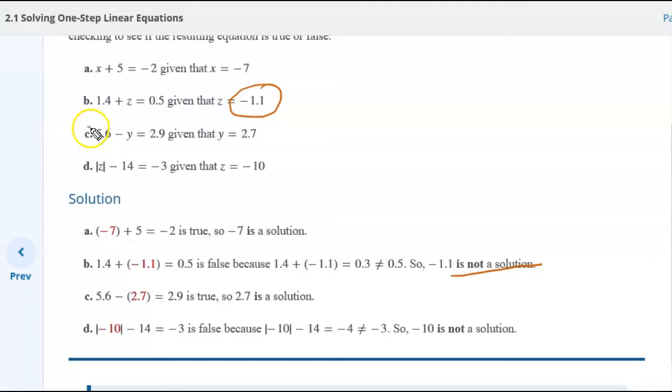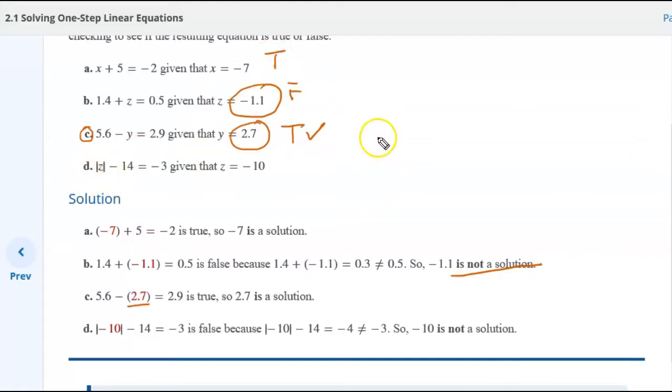Now for letter C, again, you're going to copy this down. Then underneath it, you're going to put the replacement value of 2.7. Now, when you actually do it, it does check, and it makes it a true statement. So in letter C, this is a true one. This one was false. This one was true.